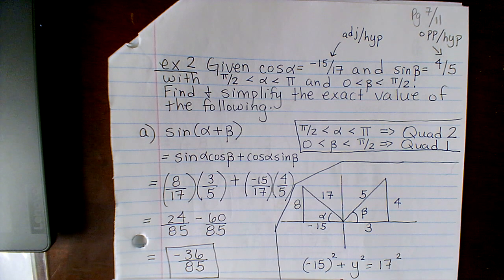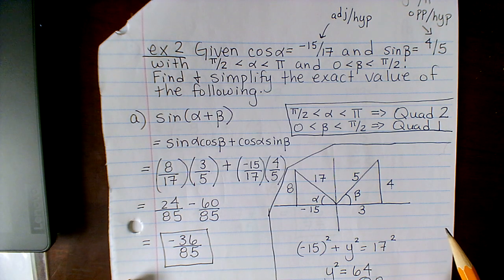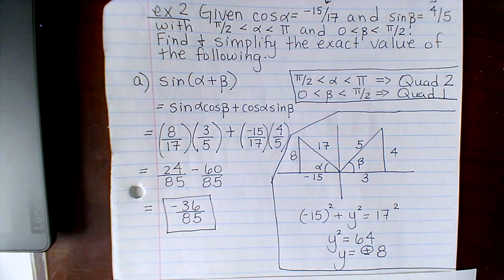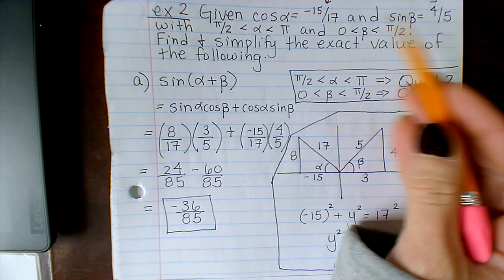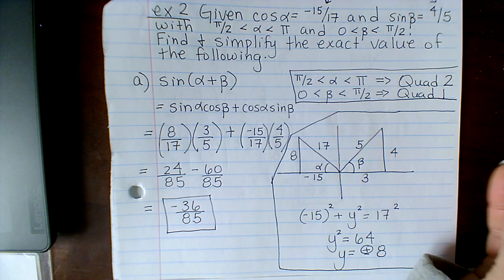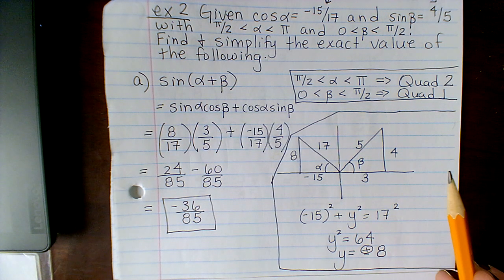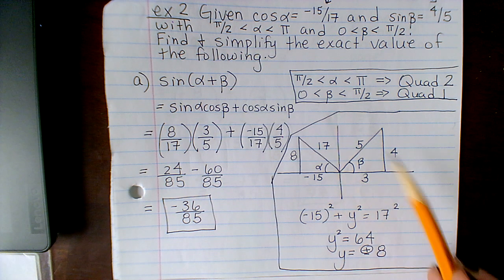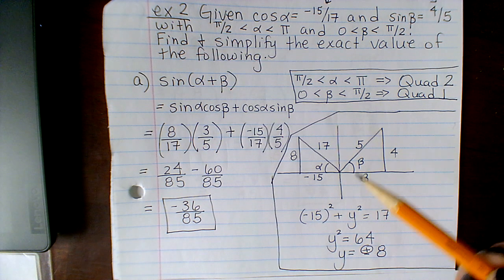All right, so we have to draw those angles in the appropriate quadrants. So alpha is in quadrant 2, beta is in quadrant 1. Using what was given to us, for beta, we were given that sine is 4 over 5. Remember, that's opposite over hypotenuse. So opposite over hypotenuse. Using the Pythagorean theorem, we know that if this is 4 and this is 5, that's going to be 3.